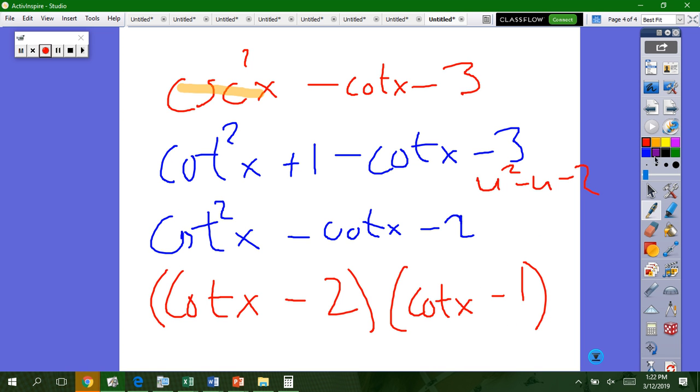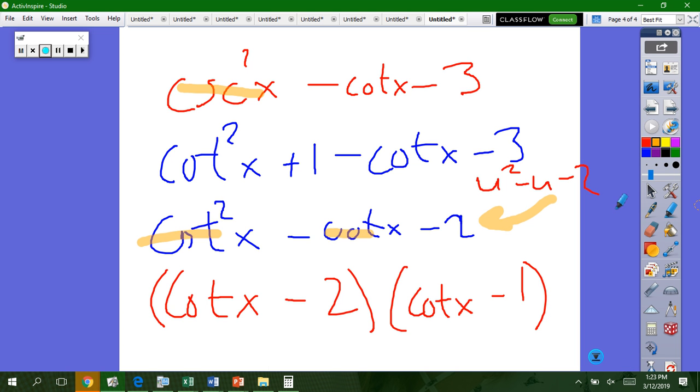So notice, I noticed that these are just kind of like u's. That's something squared minus something minus 2. Something squared minus u minus 2. You see how this right here can relate to that? You remember we did u substitution before this year. So I said, oh, what's u? Cotangent, and then I basically just factored it. You just got to look at it as something different, right? And that's hard. It's hard to do.